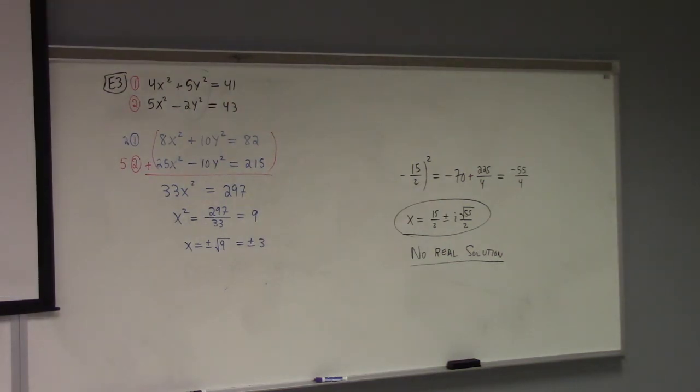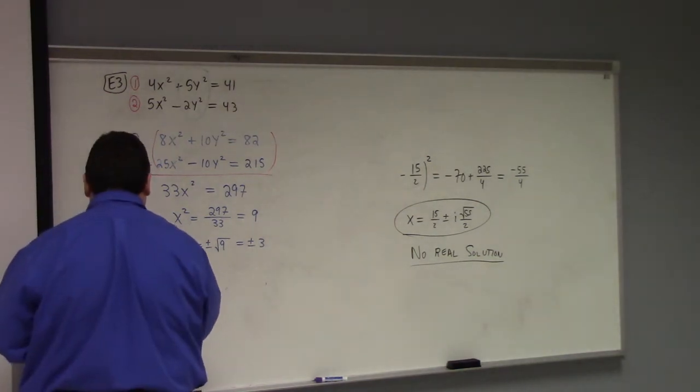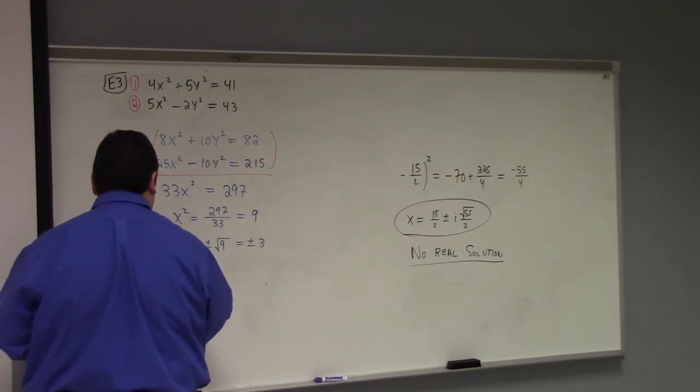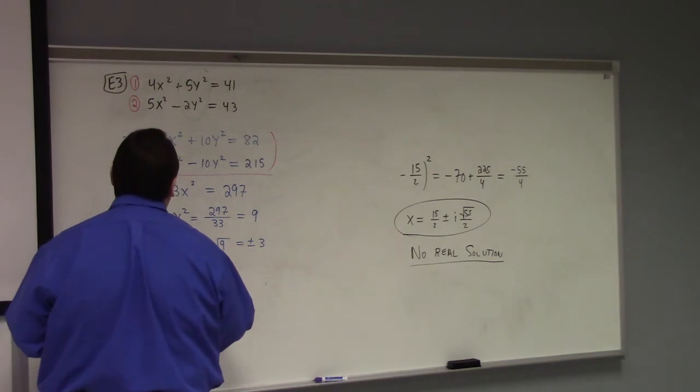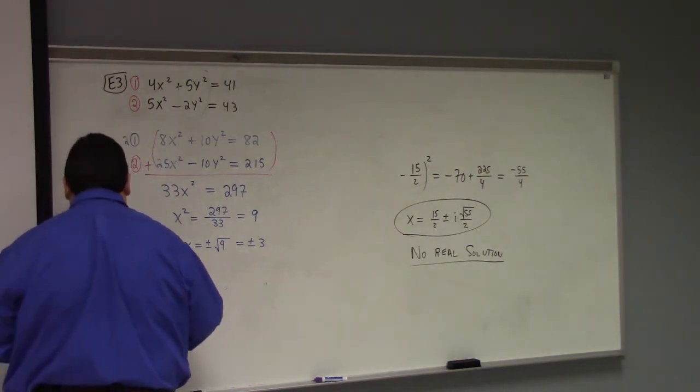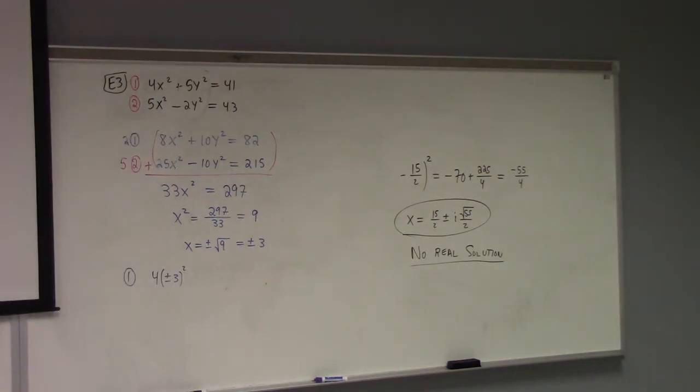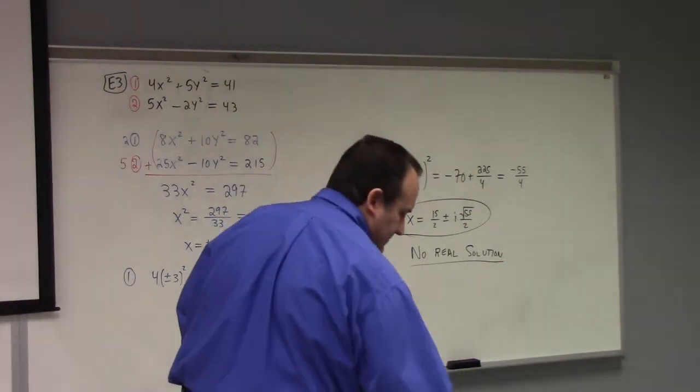See, you can go back to either one, right? Either equation 1 or equation 2. Let's use equation 1. From 1, we've got 4 times plus or minus 3 squared. Well, don't even think about it like that. What is the square of x? It's already sitting there. We don't need to recalculate it. Use it. It's right there. What is x squared?